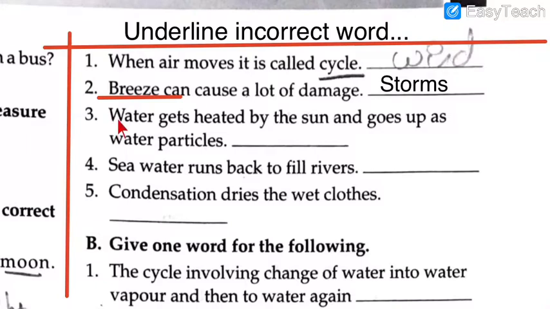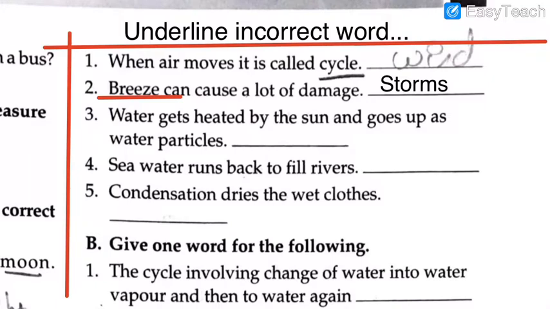Number 3. Water gets heated by the sun and goes up as water particles. So what is the incorrect word here? Which word is incorrect? Find it out. You have 10 seconds. Your time starts now. 1, 2, 3, 4, 5, 6, 7, 8, 9 and 10.